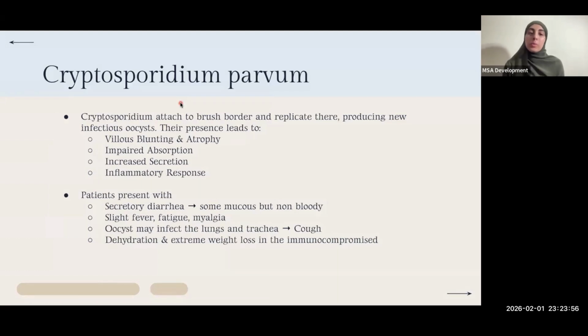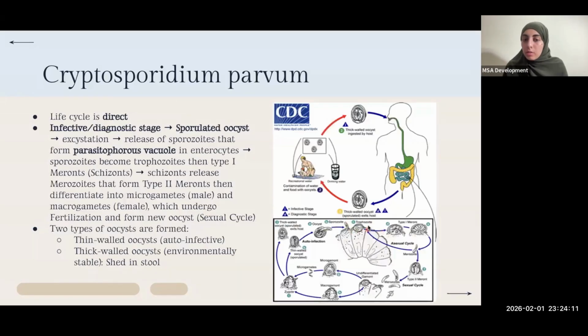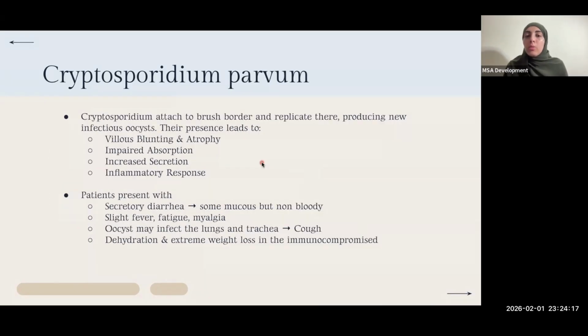Now, how does Cryptosporidium cause the diarrhea? When it goes to the brush border, it will attach and replicate there, and it will produce all of the infectious oocysts. So remember how we said that it forms this parasitophorus vacuole? Basically, just by it being there on the enterocyte, it will lead to villus blunting and atrophy, and impaired absorption, increased secretion, and inflammatory response. So all of this will lead to diarrhea. So the patients present with secretory diarrhea because we have increased secretion, impaired absorption. Secretory means that there's some mucus, but it's not blood. You don't have invasion, okay?